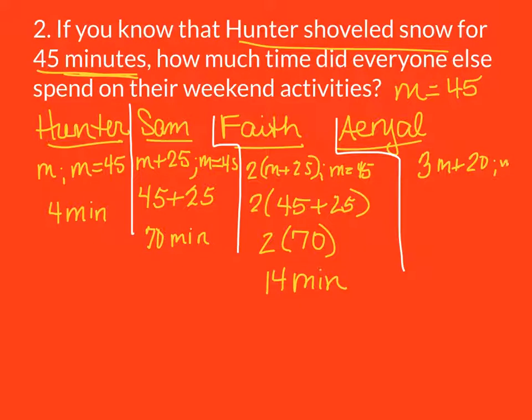Semicolon to separate. M equals 45. Sorry about this, guys. I'm going to substitute in 3 times 45 plus 20 more. 3 times 40 is what I'll start with. 3 times 40 I know is 120. 3 times 5 is 15. 120 plus 15 more is 135.